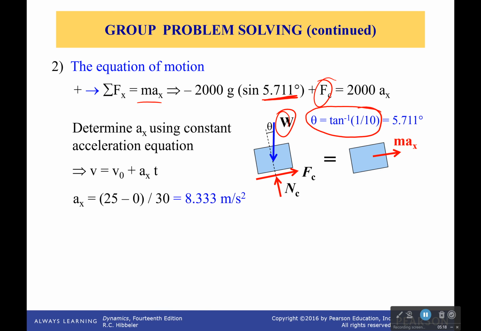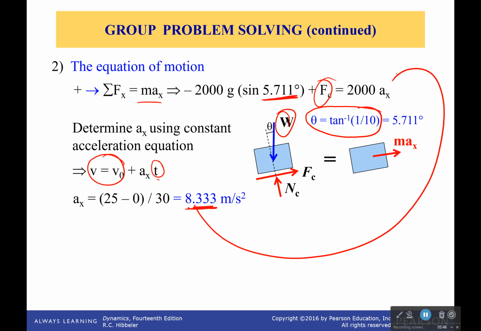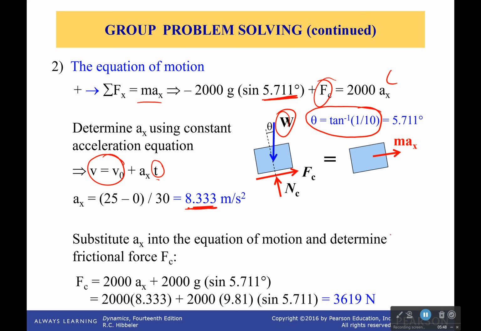Now, I don't actually know what my acceleration is. However, I can use my kinematics. Yes, kinematics. They never go away. Ever, ever, ever. I'm going to use my kinematics to solve this. So I know that it accelerates at a constant rate. And so my acceleration will simply be my change in velocity over the time, or 8.333 meters per second squared. So with that knowledge, I plug it into my equation. And what do I get? Well, I get that the force of friction from the four tires is 3,619 newtons propelling me forward.